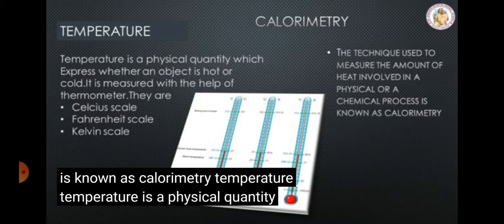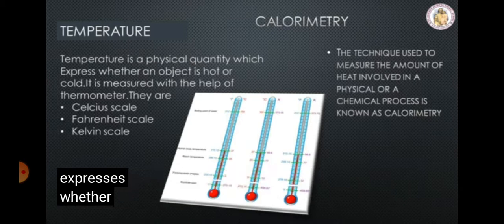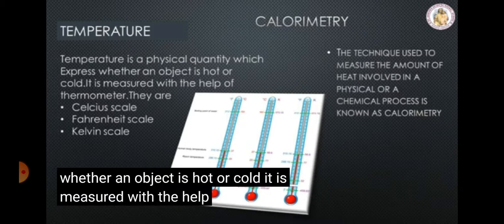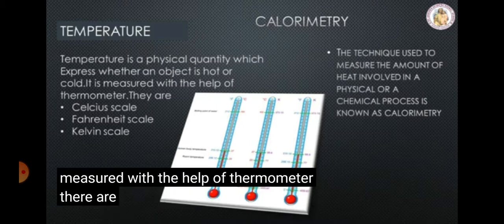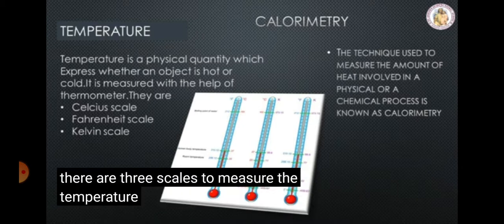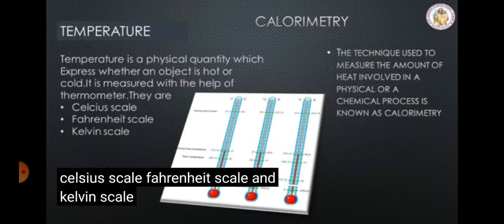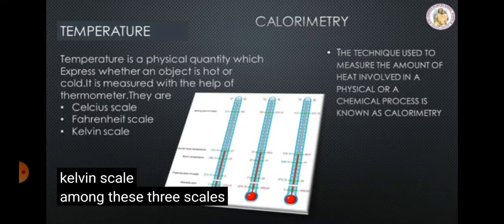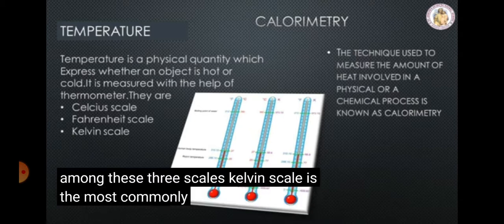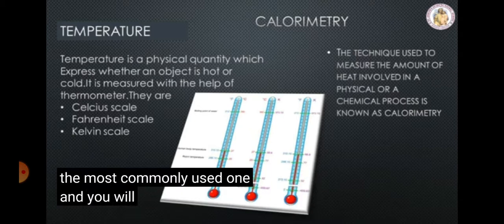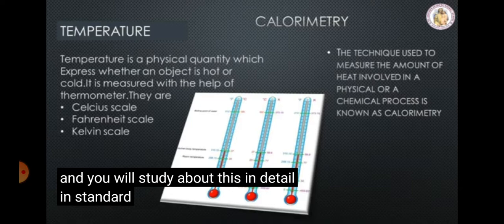Temperature. Temperature is a physical quantity which expresses whether an object is hot or cold. It is measured with the help of a thermometer. There are three scales to measure the temperature. They are the Celsius scale, Fahrenheit scale, and Kelvin scale. Among these three scales, the Kelvin scale is the most commonly used one, and you will study about this in detail in Standard 9.